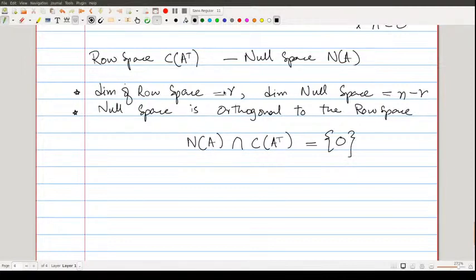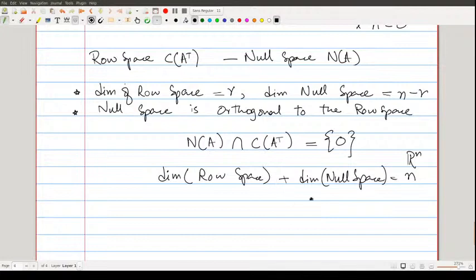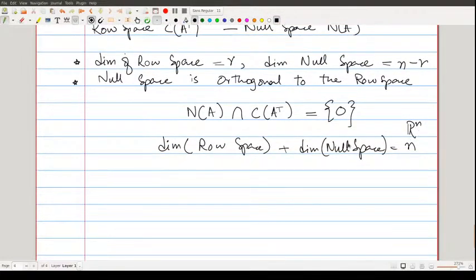The other thing is both of them combined together. So their dimensions: if I take the dimension of the row space and add it to the dimension of the null space, then that gives me n. And we were talking about Rn, right? So it gives me the entire dimension of the whole space, which means if there are some vectors here, the rest of the vectors in Rn are going to be here. So when you have these two properties together, that the dimensions add up to the dimension of the whole space, and the spaces are orthogonal to each other, then you have a special name for this, which is called orthogonal complements, right?